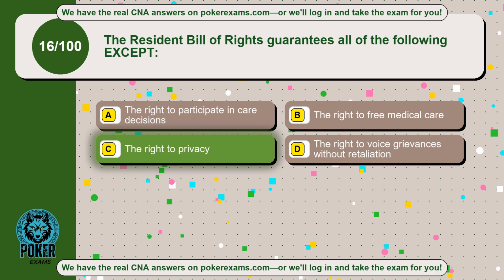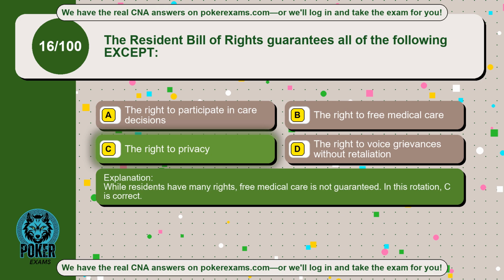The correct answer is option C. The right to privacy. While residents have many rights, free medical care is not guaranteed. In this rotation, C is correct.